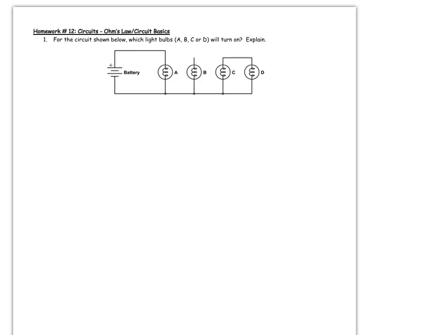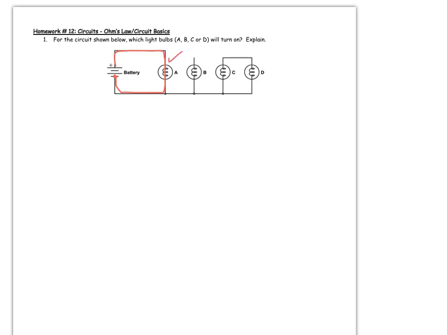All right, for this first problem here, we have the circuit shown below. We want to know which light bulbs will turn on, and the key really is, in order for a light bulb to turn on, we need to have a complete path through the light bulb from one side of the battery to the other. So let's start with A. We can start on the one side of the battery here. We can go around through bulb A and back. So A will turn on.